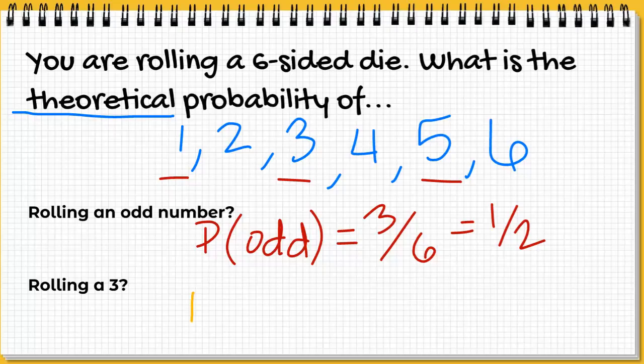Now we want the probability of just rolling a 3. Well, this is the only 3 I see. So that's 1 out of all 6. I cannot simplify that.